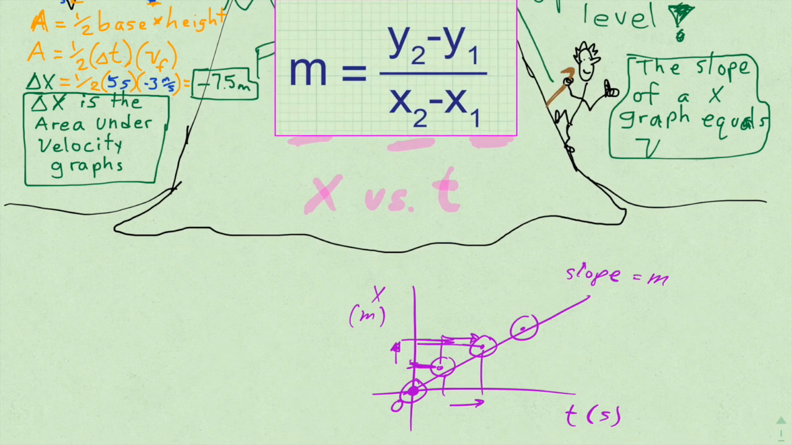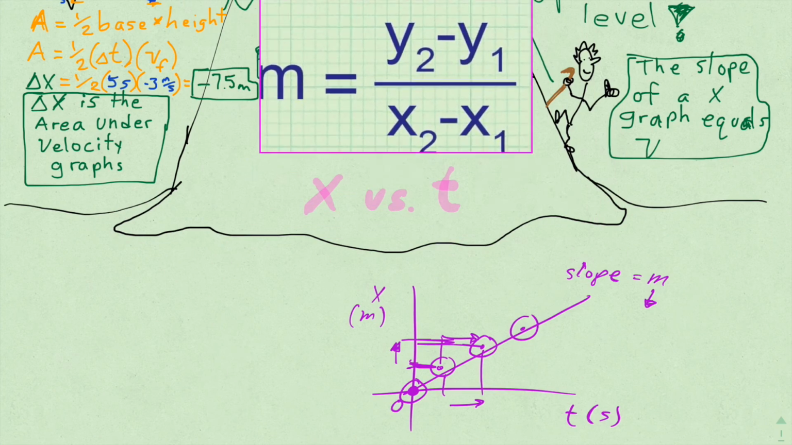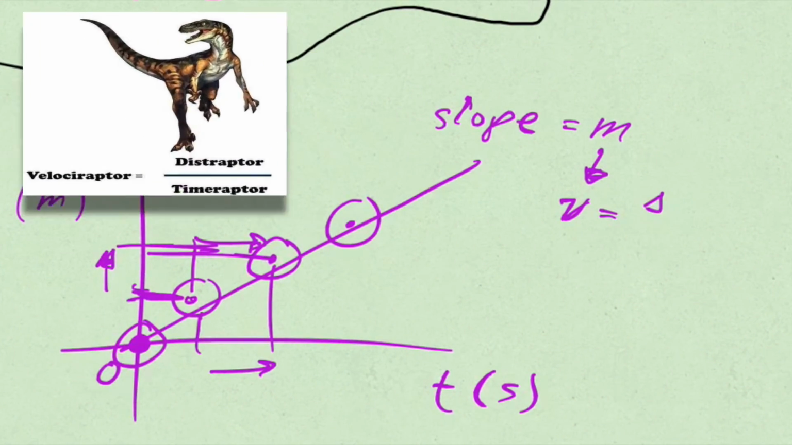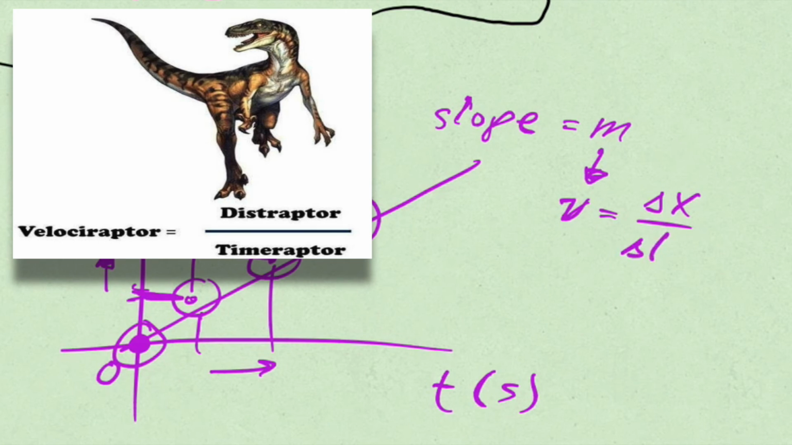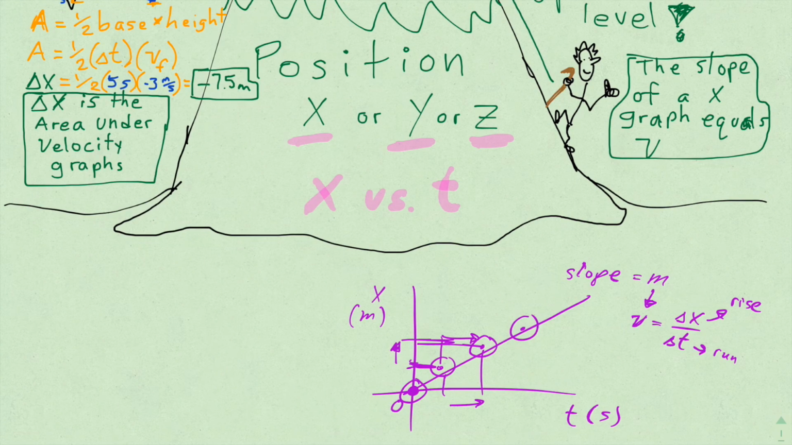So you use an M for slope in math class, but in physics class, this slope is not going to equal an M. This slope is going to equal your velocity, because velocity is change in position over change in time. It is also the rise and the run when you graph position on the y-axis and time on the x. Now, back to the mountain.